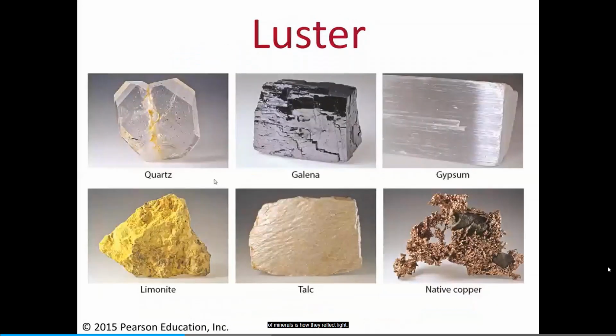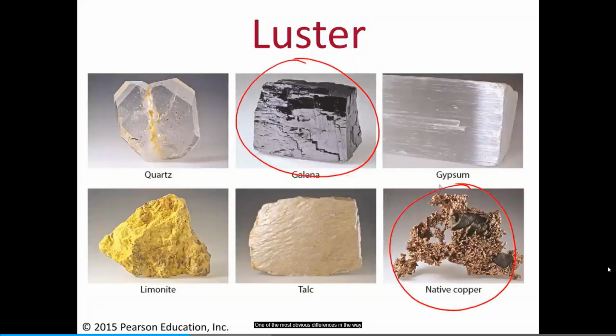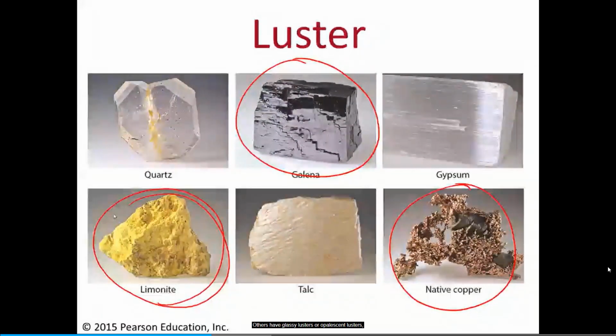Another characteristic of minerals is how they reflect light. Some examples of that are shown here on the screen. One of the most obvious differences in the way that minerals reflect light is that some minerals reflect in a metallic fashion. So in this image here we've got galena and native copper. Both of them look like metals. Obviously, one has more of a coppery tone and one more of a silvery tone, but they both reflect light in a metallic way. Other minerals have a more earthy luster, so they kind of look like dirt. Others have glassy lusters or opalescent lusters, satiny or waxy lusters. And a lot of those are a little bit more subtle than the metallic-nonmetallic difference.